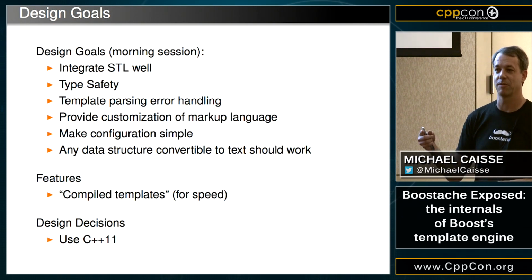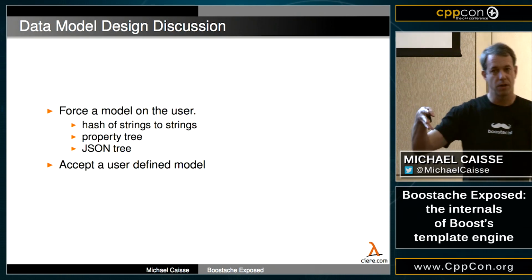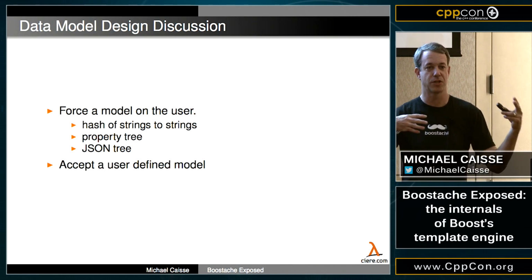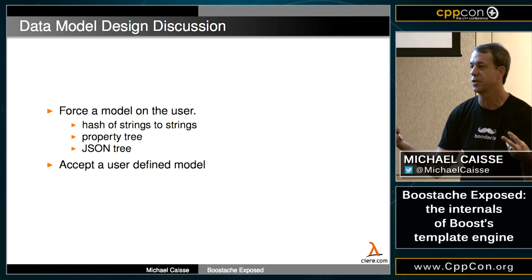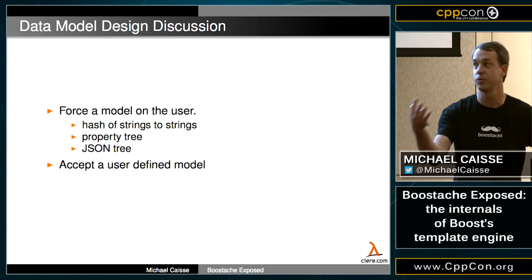This is what came out within the first 10 minutes of people just throwing ideas out. And there had to be a decision made right away. The decision was, do we force a model on the user? Are they going to use a hash of strings to describe the data structure? Are they going to use JSON? What property tree? What kind of a data structure does it look like coming in that you're going to feed to the template in order to produce your output?